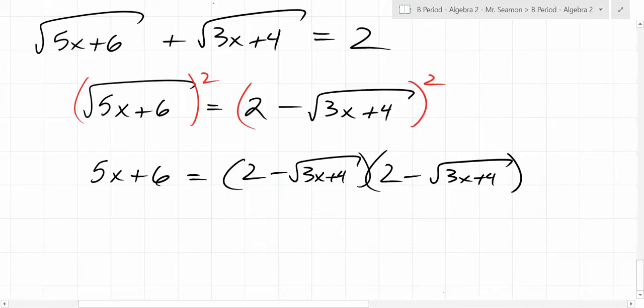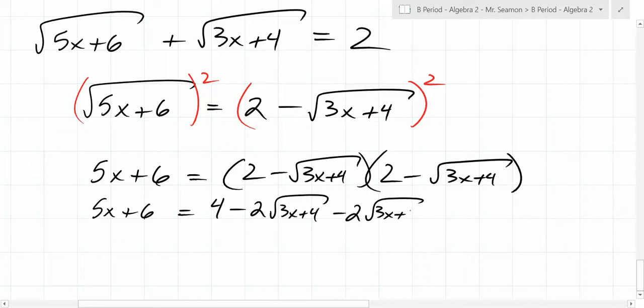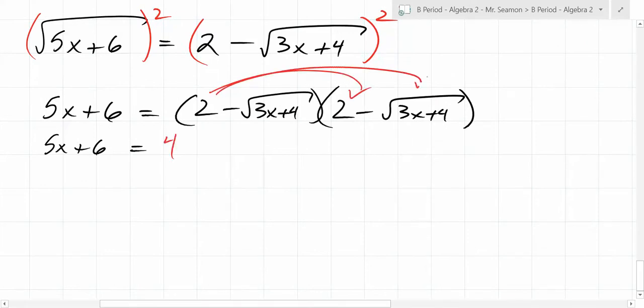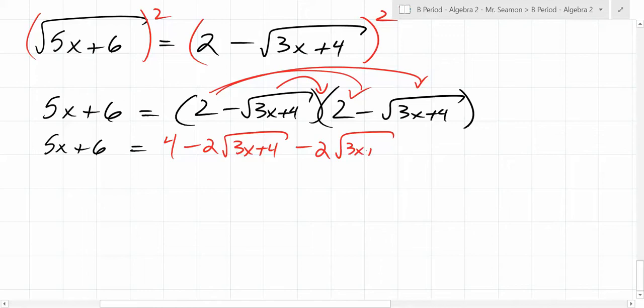Does that help? Oh, good job. So look, you're going to end up with 5x plus 6 equals what? 4 minus 2 root 3x plus 4, minus 2 root 3x plus 4, plus what? 3x plus 4. Can you take a look? Too fast? 2 times 2 is 4. 2 times that one is minus 2 root 3x plus 4. But then you do this one and you get the same thing: minus 2 root 3x plus 4.